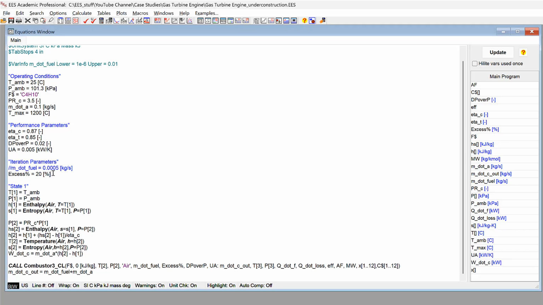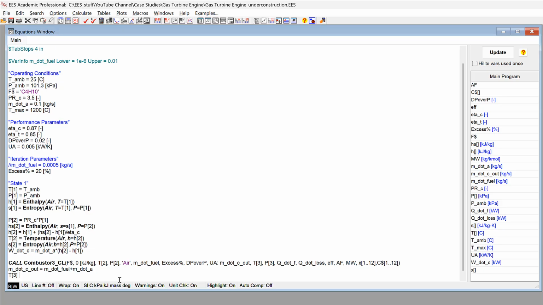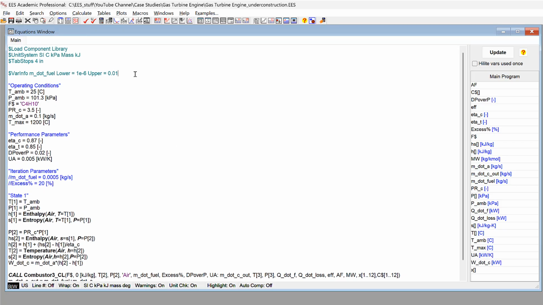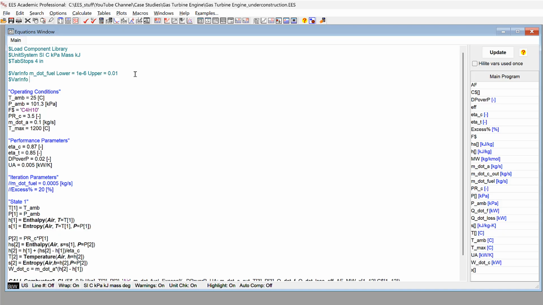My second iteration is this excess air, which I need to adjust in order to get T3 to be equal to Tmax. I called this Tmax. So again, start by putting in the constraint T3 equals Tmax and comment this out. And then before I go ahead and solve, I'm going to come up here and add another $var info, and this one will have excess percent. Where lower is, I guess I want to search from 0 to upper is, I mean, this can be greater than 100% excess air, so let's go 400. Actually, maybe 500. It doesn't matter, probably. And we'll solve.